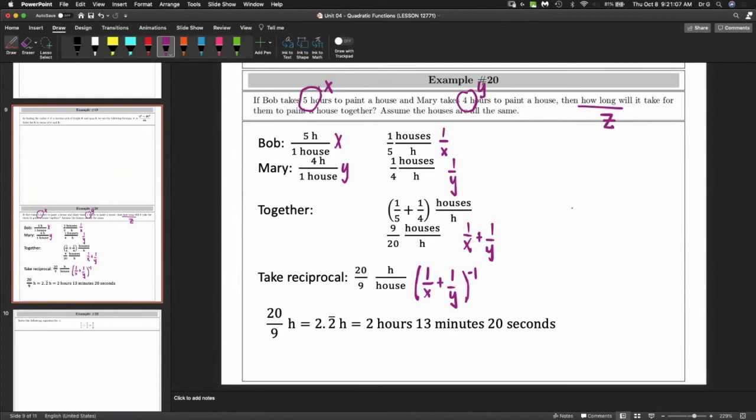And there we go. So Z equals (1/x plus 1/y) all to the -1. So that's the formula, but we can do better than that. We can make the formula look a little bit nicer than that.